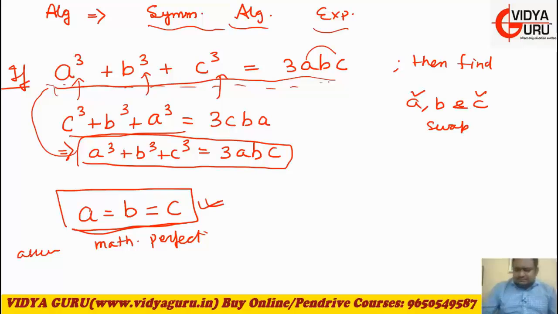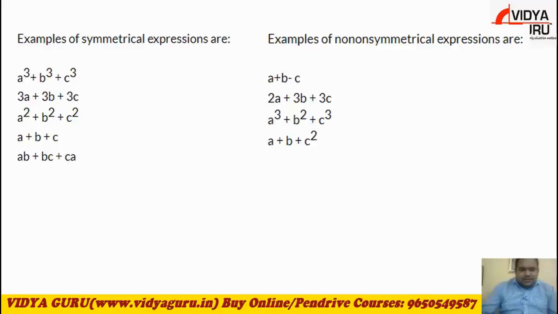So let us see. Before we proceed, let us try to understand the difference between symmetrical and non-symmetrical expressions. Is this expression symmetrical? Look, three variables are involved. All three variables are given equal treatment. Is this expression symmetrical? Look carefully: A has partnered with B, and A has partnered with C as well. So every variable is given equal treatment.